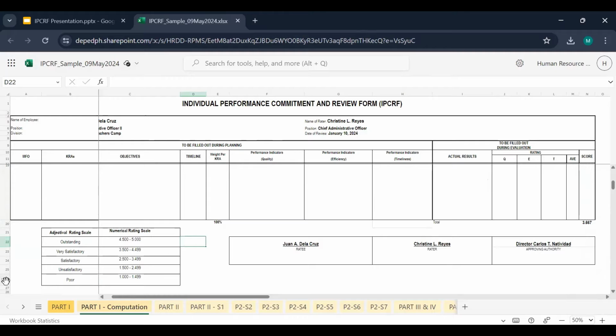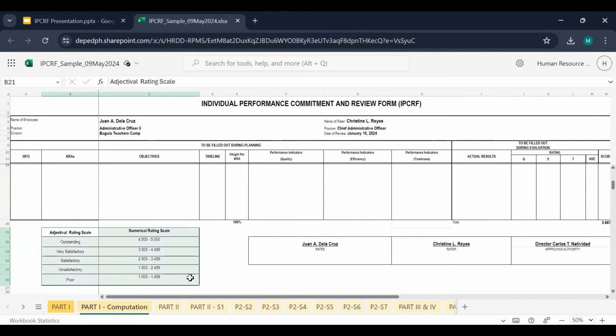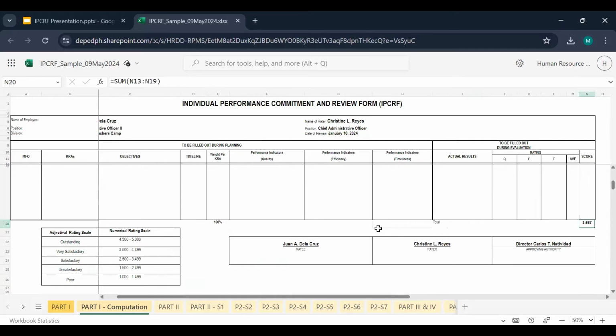So based on the RPMS rating scale on the right bottom of the part on IPCRF, 3.667 falls on VS. So under part 1, Mr. De La Cruz got a 3.667 or VS performance rating for the cycle. But this rating is not final yet, considering that we also have part 2 and part 3 that need to be accomplished.